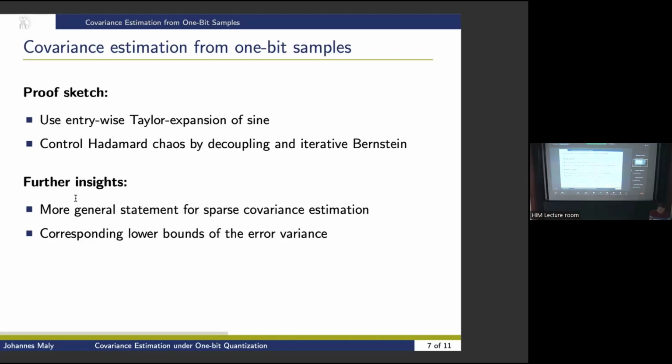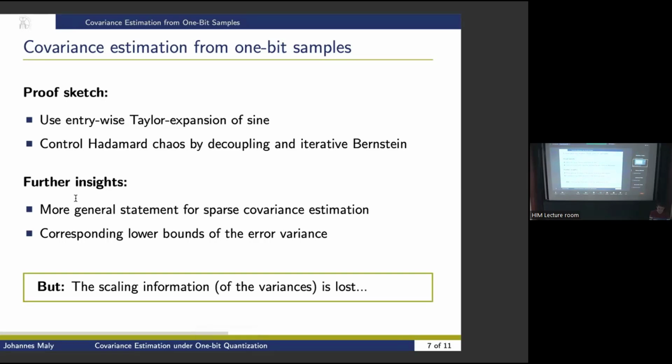Okay. And one point I almost forgot, the bounds that I showed you in this theorem, they are basically optimal. So we have the corresponding lower bounds. So this matrix A is not just a proof artifact, but it really resembles what happens there.